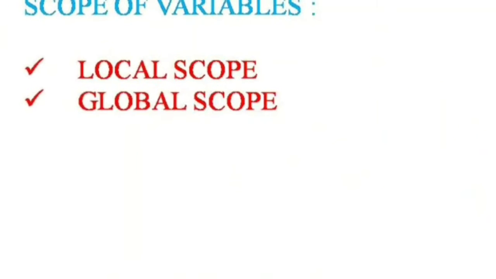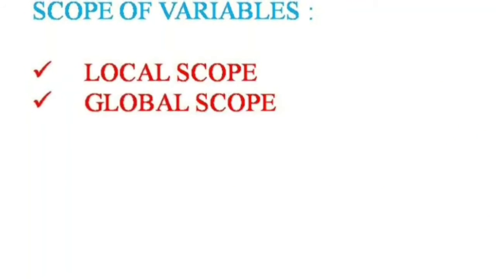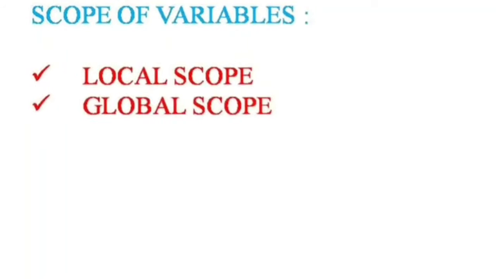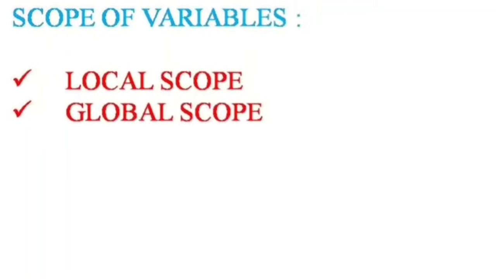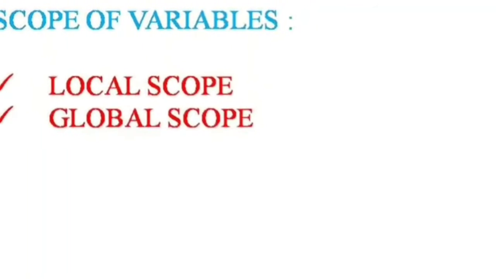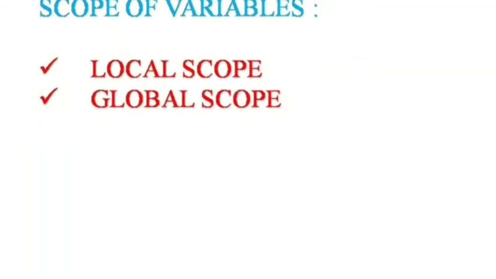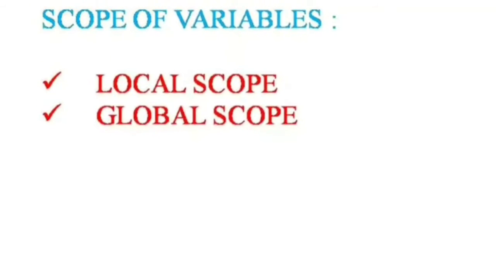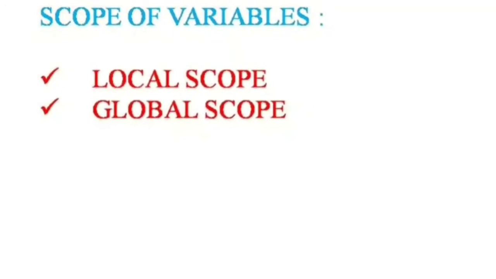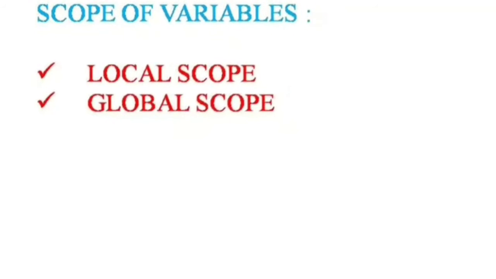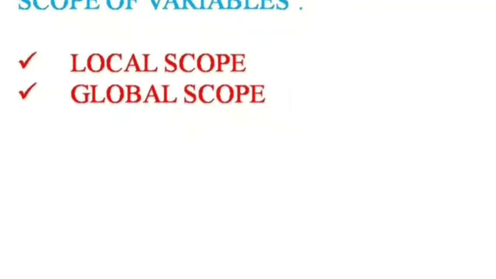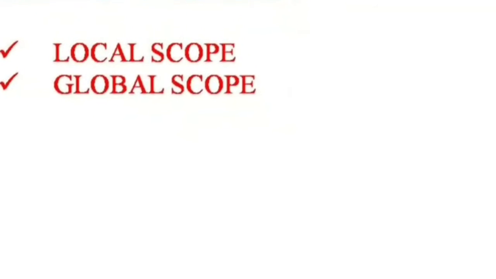Next one we have is scope of the variables. We have already studied about the scope in the scoping lesson. The main two scopes are local and global. In local, variables are accessed within the function. Global scope is accessing outside the function.